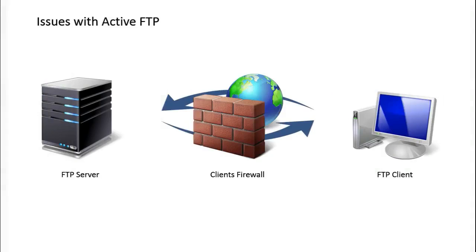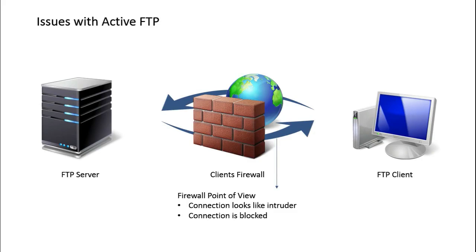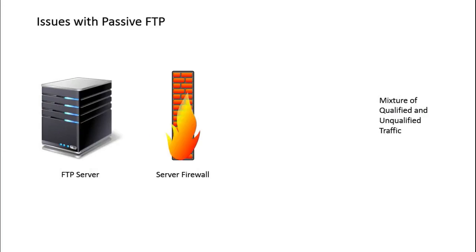Active FTP may cause problems if your client is behind a firewall. From the firewall's point of view, the FTP server that is trying to initiate a connection with your client looks like an intruder and is usually blocked. This is why many users have difficulty using FTP to download files from behind a firewall. Passive FTP solves this problem.